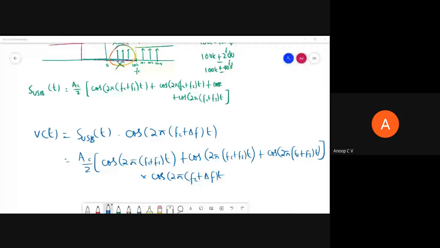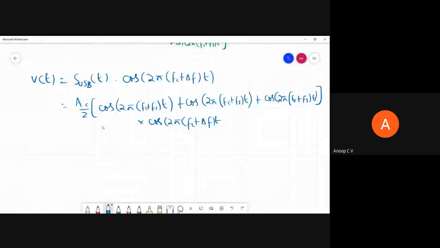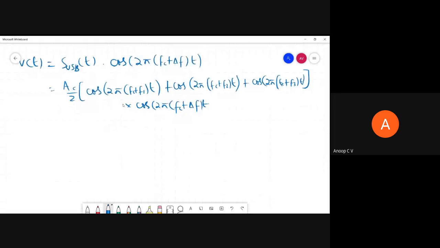So just do this. Just expand this, right? You should do that. Once you expand that, again you will get sum and different terms. You get fc plus f1 plus fc plus delta f, and fc plus f1 minus fc plus delta f, or whatever. Or you can take this as a and this as b. So you will again get sums and differences.